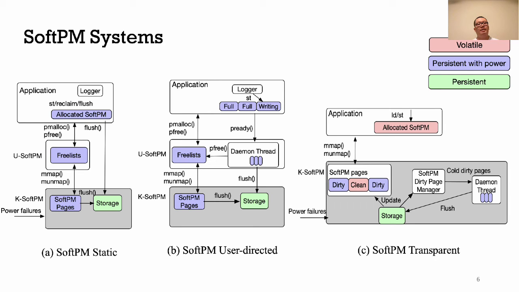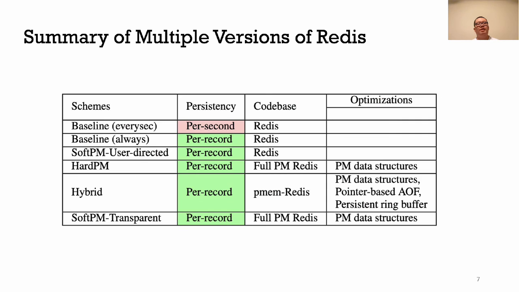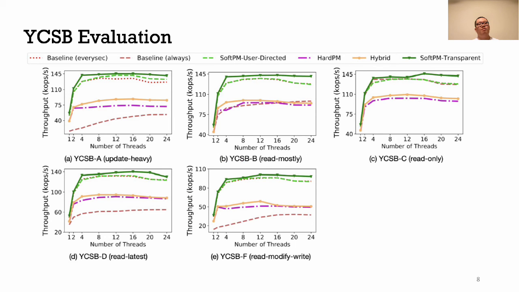and the system with fewer code changes. And in the evaluation, we evaluate multiple versions of Redis, including the baseline version, SoftPM user-directed, hard PMM, the hybrid PMM and DRAM, and the SoftPM transparent. The first three schemes are based on the open source Redis version, and the fourth and sixth schemes are based on the full PMM version. And the other is the hybrid version, which adopts several optimizations. And the evaluation is shown in the figure.